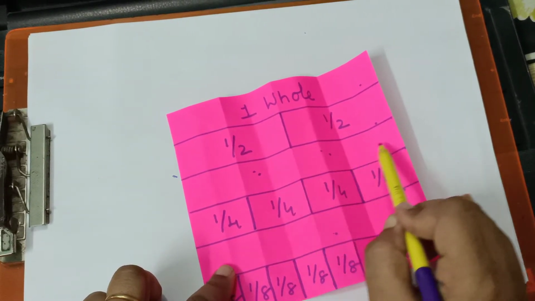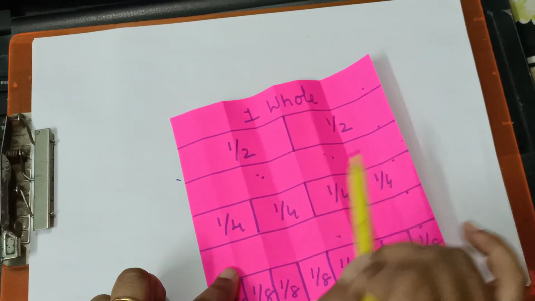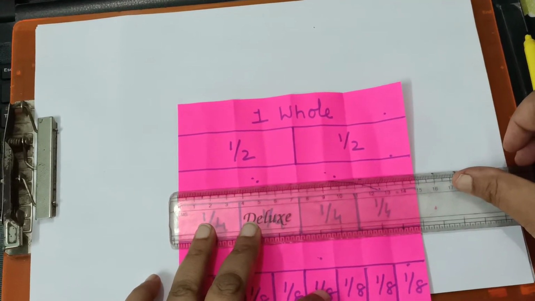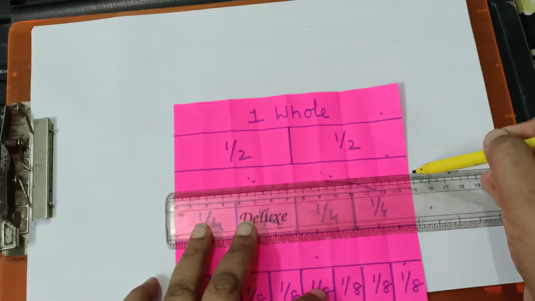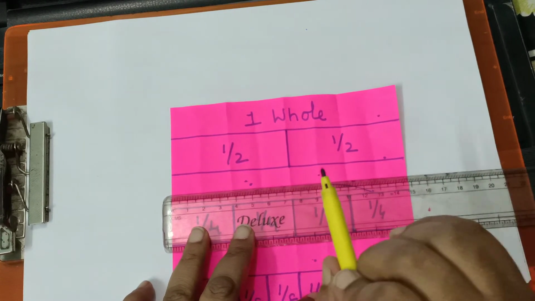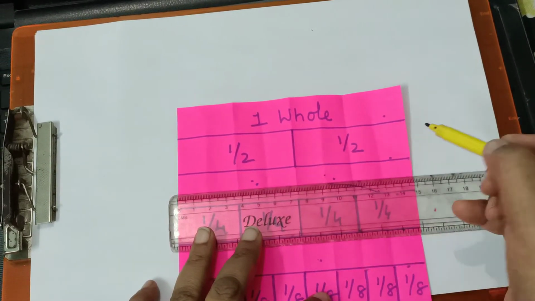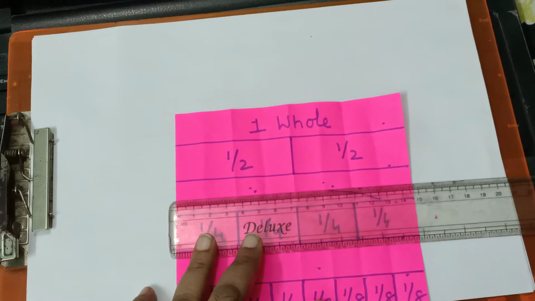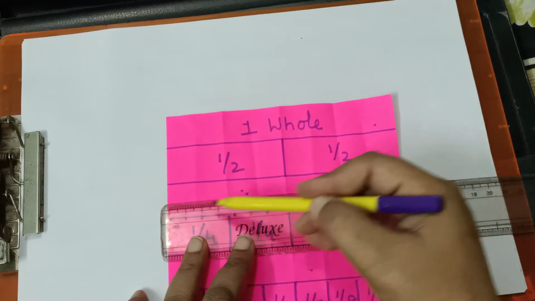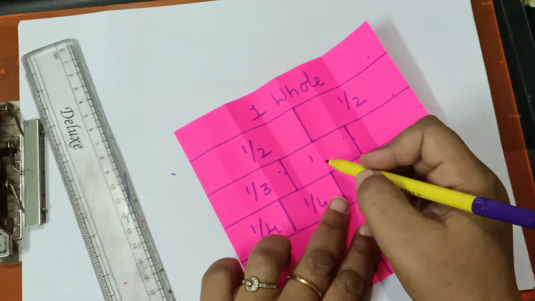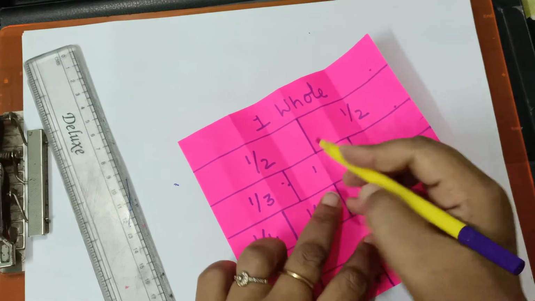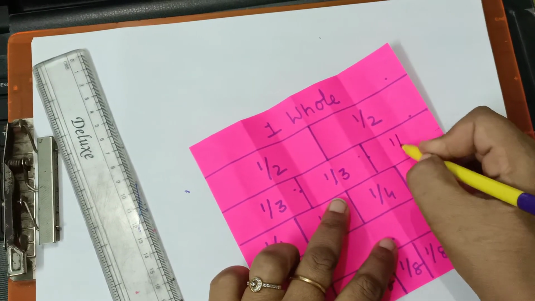Here I have to divide this line into 3 equal parts. For this, I'll measure my paper, which comes out to be about 14.6 or 14.5. So I'll take each part as 4.8 or 4.9 and mark the dots here. As you can see, this gives me the 3 equal parts. So each part now gives me 1 by 3, 1 by 3, 1 by 3.